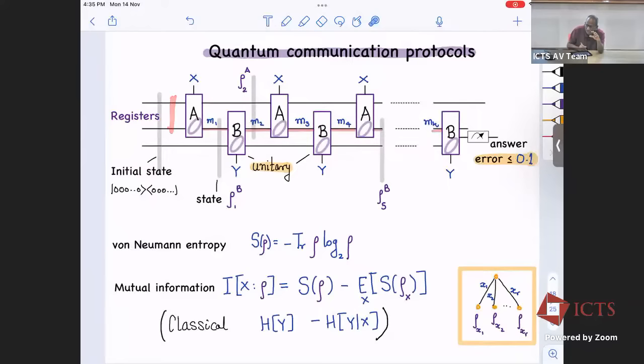Alice applies a unitary operation on them and sends off M1 of them to Bob. Then Bob applies some unitary jointly on the bits that he had from before, and this, and sends off, and this, and this. And in the end, Bob performs a measurement on one of the photons and declares the answer. This is a quantum protocol. And the question is, if you are allowed unitary operations instead of stochastic operations, which is what random computation is, unitary matrices versus stochastic matrices, then can you get away with shorter messages?